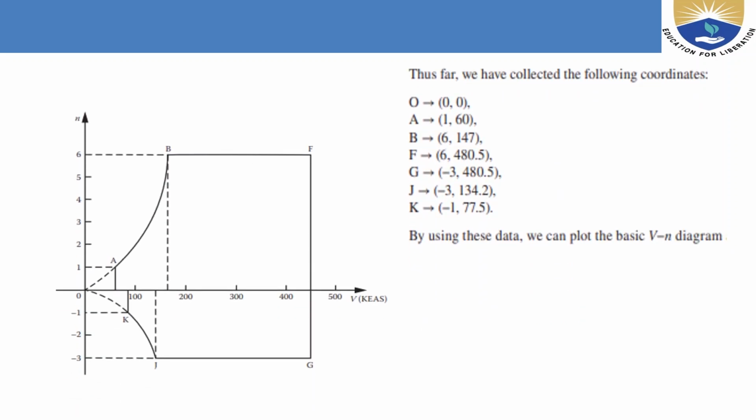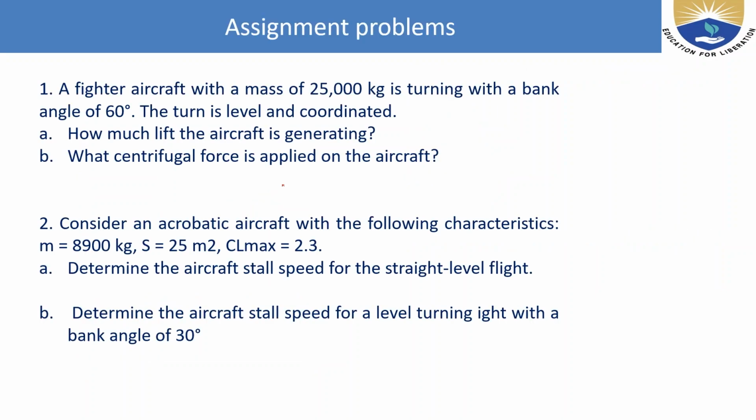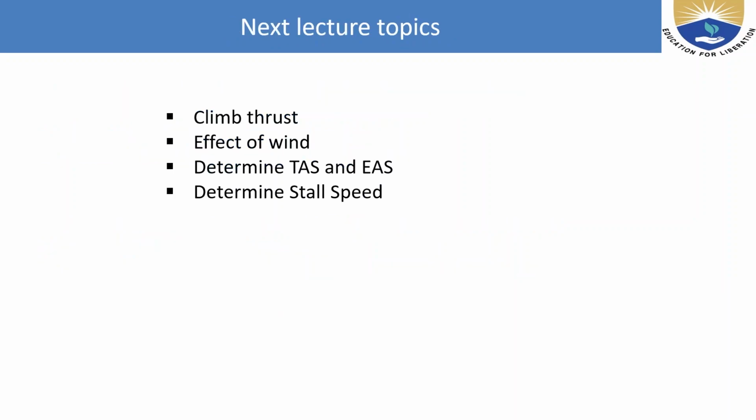Okay, so these all parameters. So we got all the points: O is 0,0, A is equal to 1, 60, B is equal to 6, 147, F is equal to 6, 480.5, G is equal to -3, 480.5, J is equal to -3, 134.2, K is equal to this. By using this data we can plot this V-n diagram. So this is the assignment problem which you can do in your homework. I have given here very good problems that you can solve.